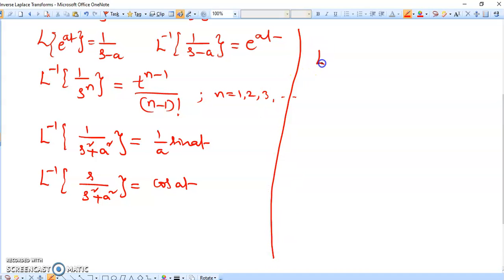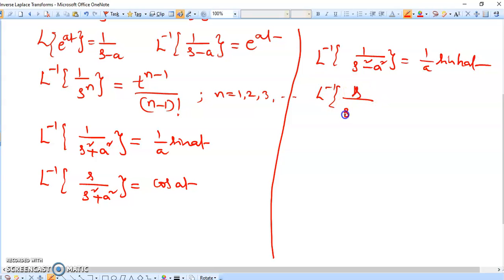Next, we have L inverse of 1 by s square minus a square. What is the inverse Laplace transform for this? This is 1 by a sinh at. Okay, L inverse of s by s square minus a square. What is the inverse Laplace transform for this? It is cosh at.